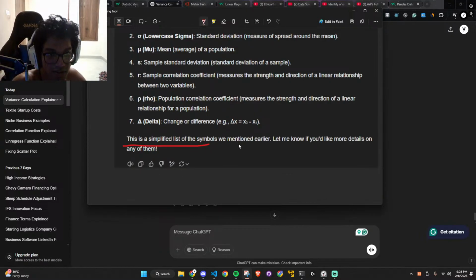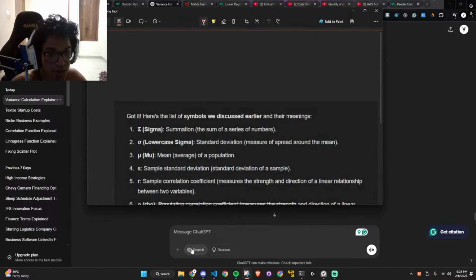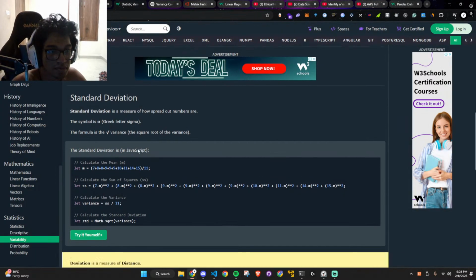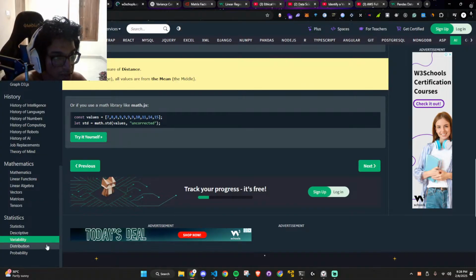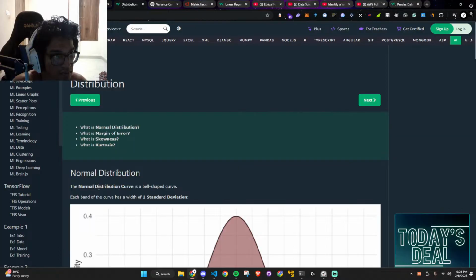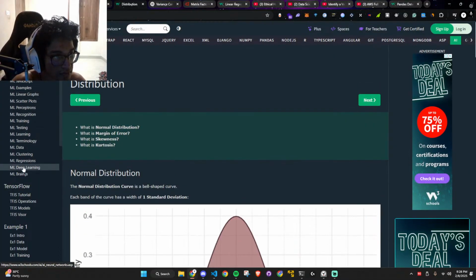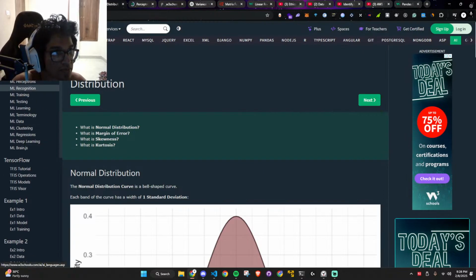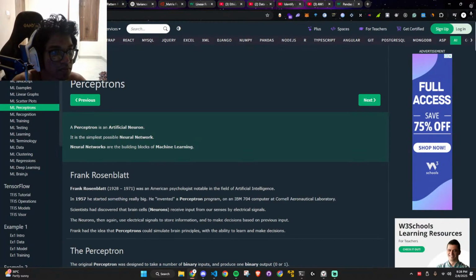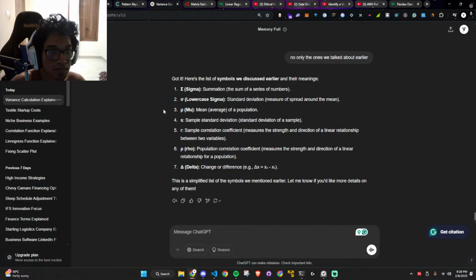This is a simplified list of symbols we mentioned earlier. Let me know if you'd like to add more details on any of them. Cool. That's fine. Distribution. So what is a pullback?